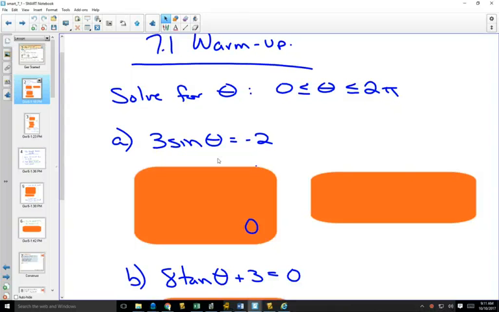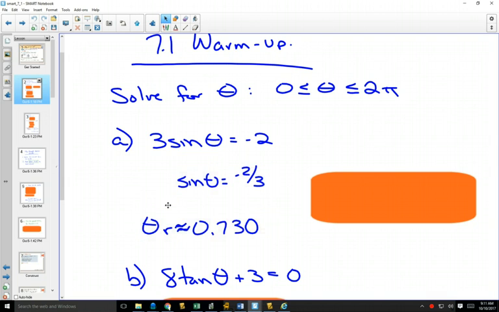First two questions for warm-up, between 0 and 2 pi. What do you have to do first for the first one? We're going to first have to get sine by itself, right? And then you're going to have to do the inverse. So there is a little start for you. And that finds your reference angle.